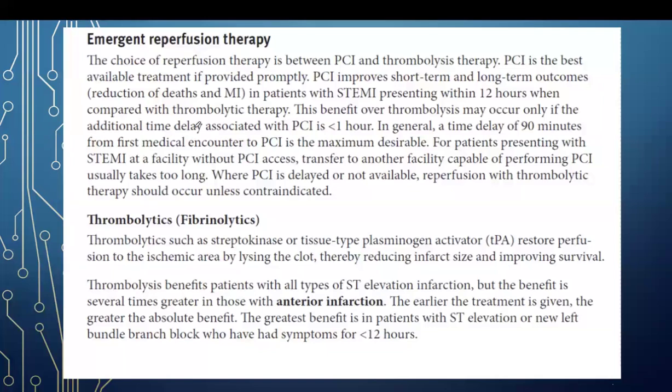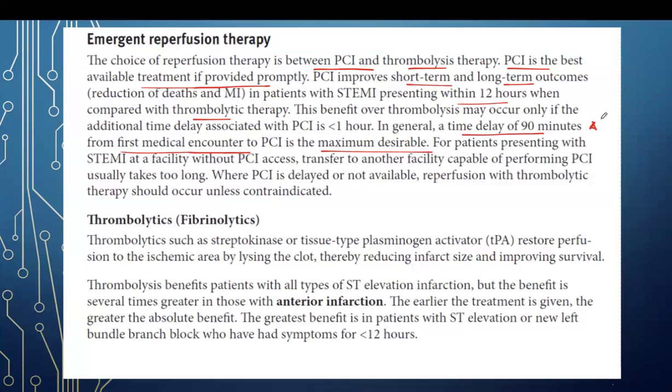So for emergency reperfusion therapy, the choice is between PCI and thrombolysis. PCI is the best available treatment if provided promptly. It improves short-term and long-term outcome in patients who present within 12 hours in comparison to thrombolytic. In general, a time delay of 90 minutes from the first medical encounter to the PCI is the maximum desirable.